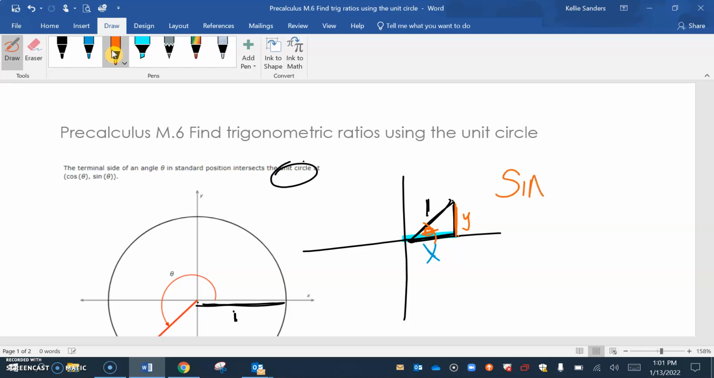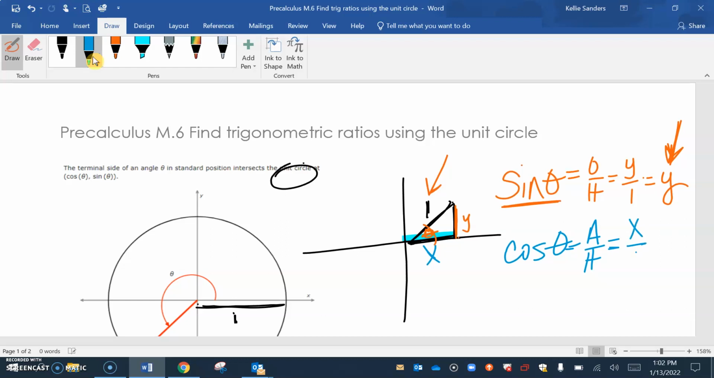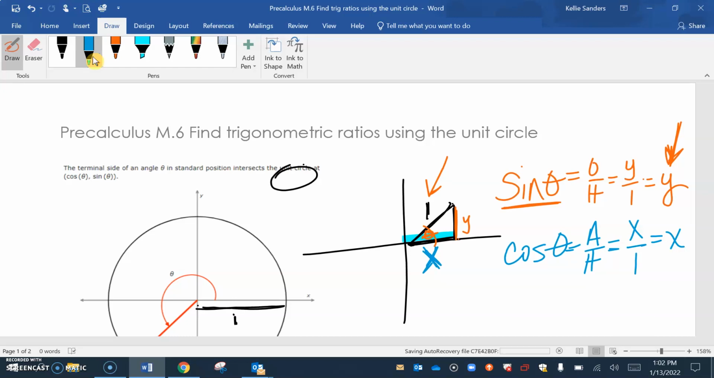And so let's say that I wanted to find sine theta. And how do we find sine? Opposite over hypotenuse. And the opposite is y, and the hypotenuse is 1, and anything over 1 is itself. So if you have a unit circle where the radius is 1, the sine of theta is whatever your y is. Okay? If we find cosine theta, that would be adjacent over hypotenuse. Your adjacent is x, your hypotenuse is 1, and if your hypotenuse is 1, then your cosine is x. So for a unit circle, your cosine theta is going to be whatever your x is.